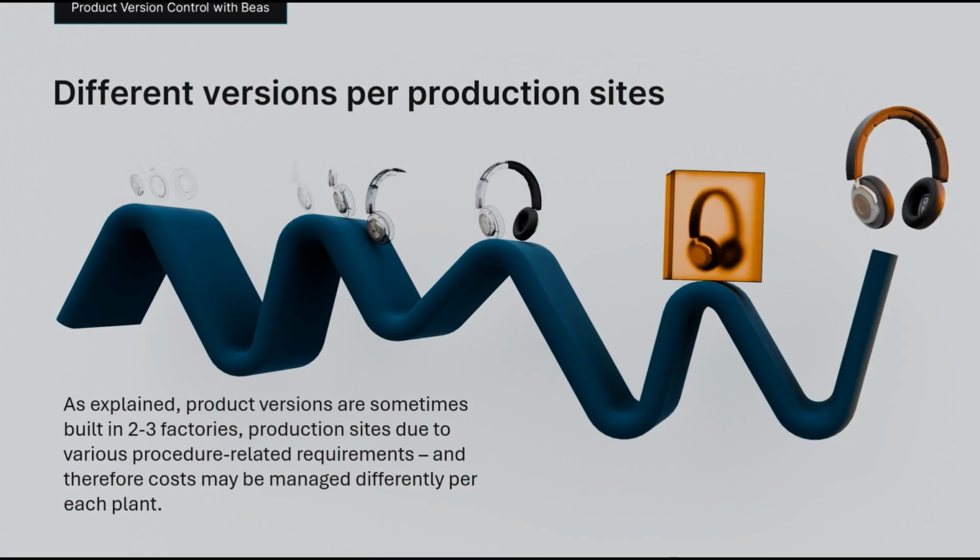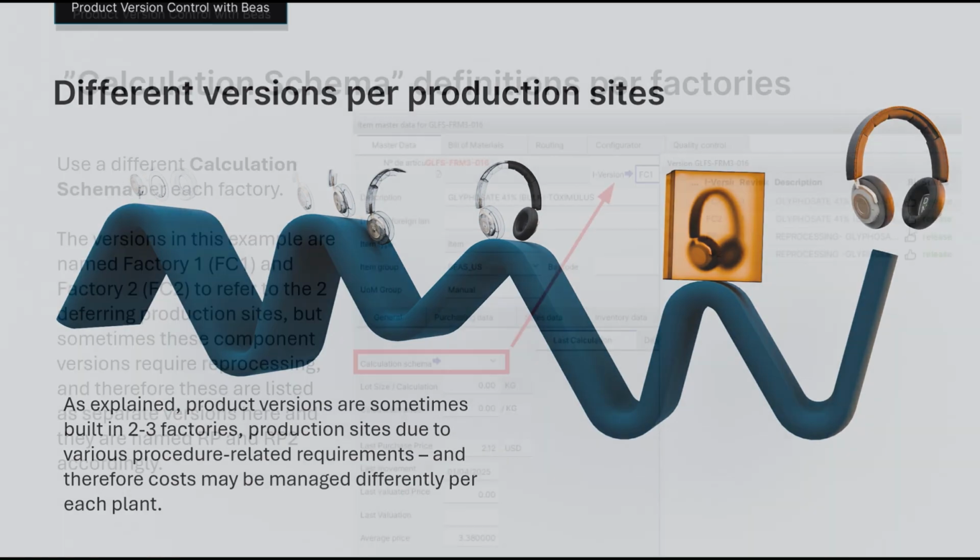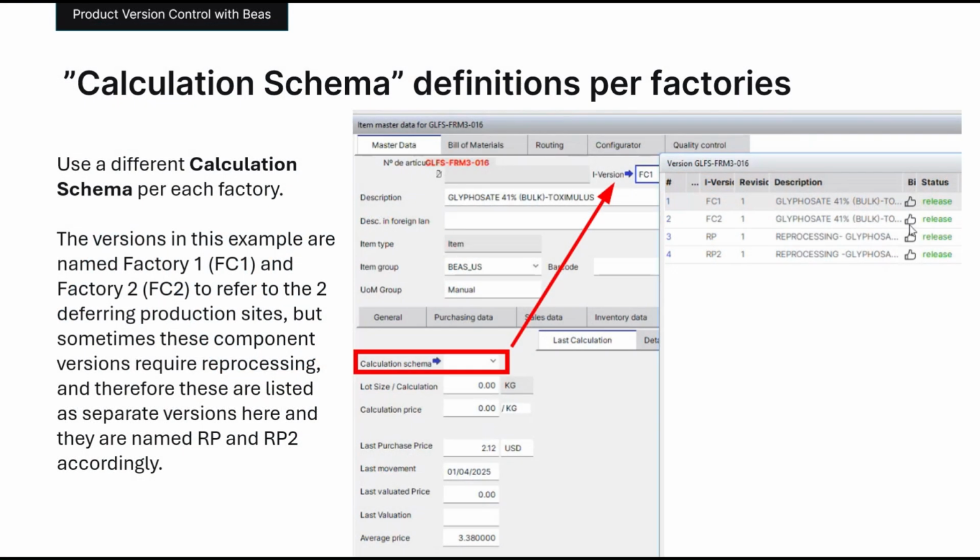As explained, product versions are sometimes built in 2 to 3 factories, production sites, due to various procedure-related requirements, and therefore costs may be managed differently per each plant. For this, a different calculation schema in Beas can be set in the item master for the different component versions. The versions in this example are named Factory 1 and Factory 2 to refer to the 2 differing production sites, but sometimes these component versions require reprocessing, and therefore these are listed as separate versions here, and they are named RP and RP2 accordingly.